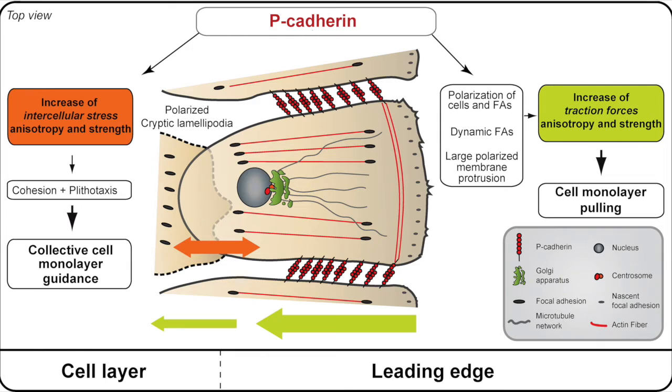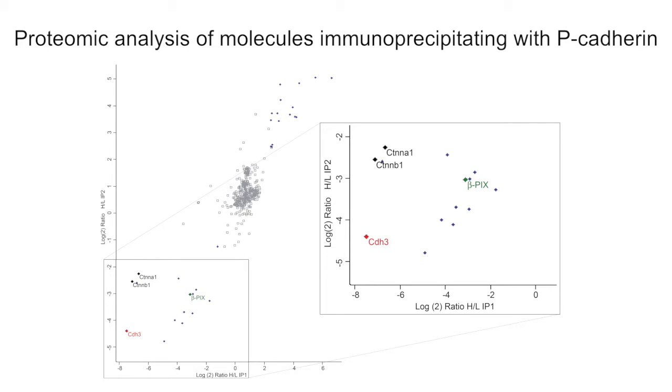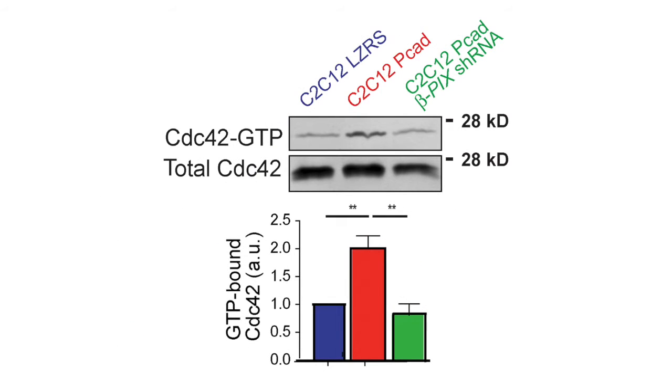Plutoni et al. therefore examined whether P-cadherin regulates any of the Rho GTPases that control cell polarity and the actin cytoskeleton, and found that P-cadherin expression specifically activated the GTPase Cdc42. Then we wanted to identify the regulator of Cdc42 activation downstream of P-cadherin, and to do so we performed a proteomic analysis of the molecules that were immunoprecipitated with P-cadherin, and we identified beta-PIX, a guanine nucleotide exchange factor involved in Cdc42 and RAC1 activation. And we show that Cdc42 activation by P-cadherin is abolished in cells knocked down for beta-PIX.